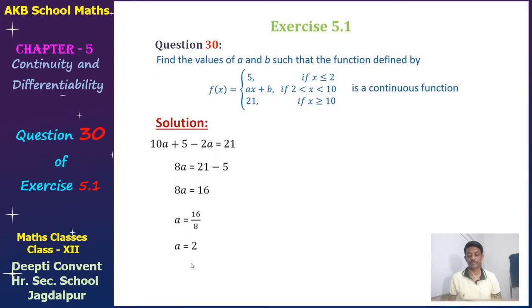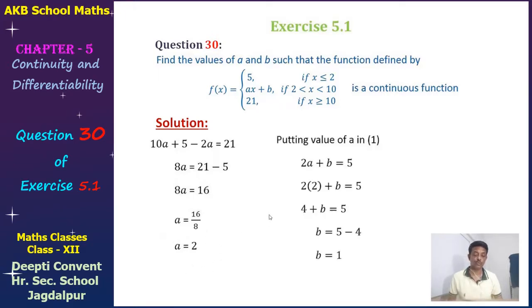Now put this value of a in equation 1. This is equation 1, a equals 2. Now solve it, b equals 1. Hence, a equals 2 and b equals 1. Those are the values of a and b for which the function is continuous. So this was the solution of question 30 of exercise 5.1.